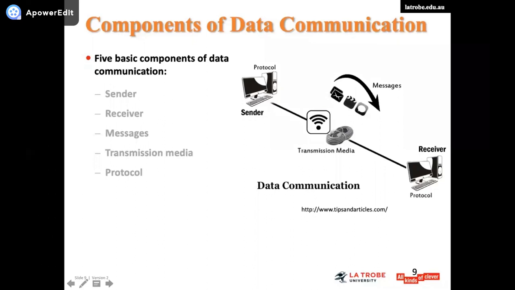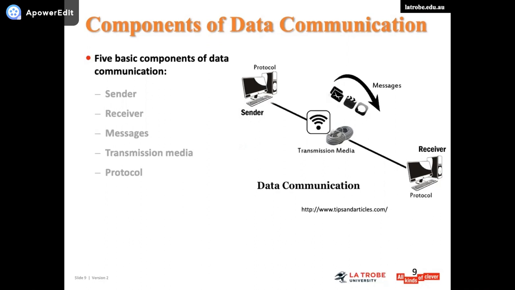There are 5 basic components of data communication: sender, receiver, messages, transmission media, and the protocol. Sender and receiver are very similar to the previously described source and destination. Messages are the information that the sender wants to give to the receiver. The message could be in different formats, such as text, audio, video, pictures, anything.